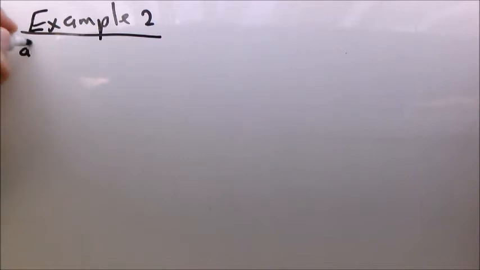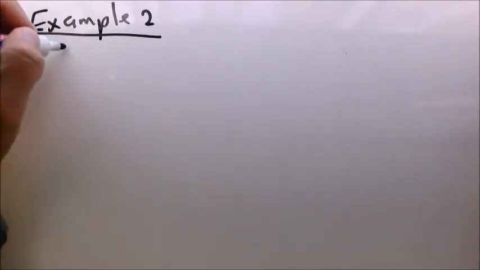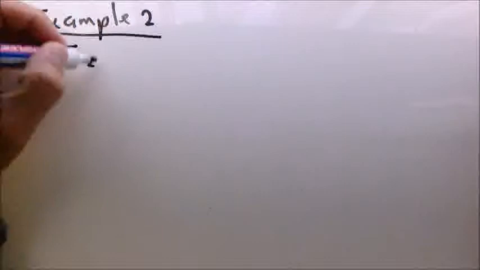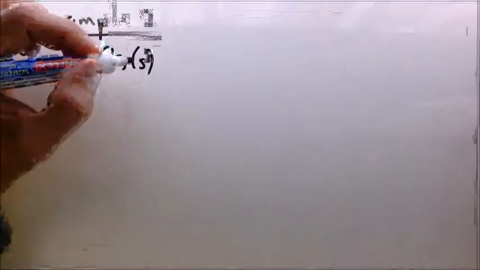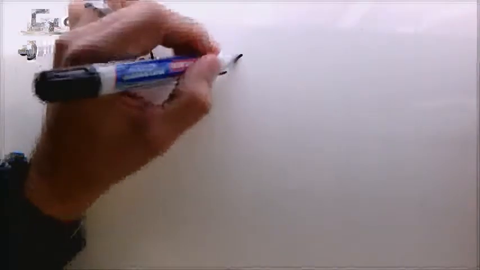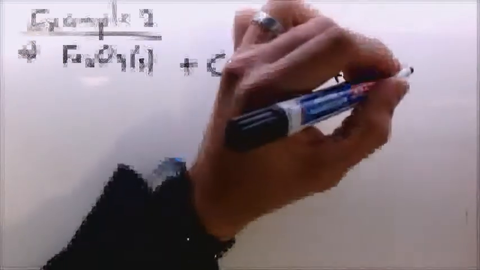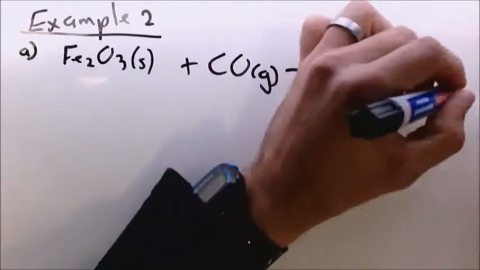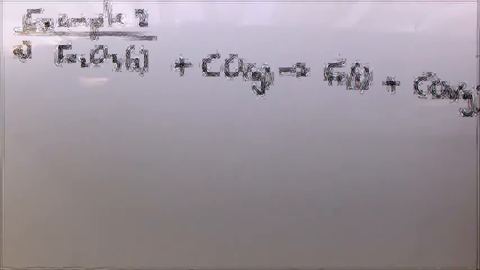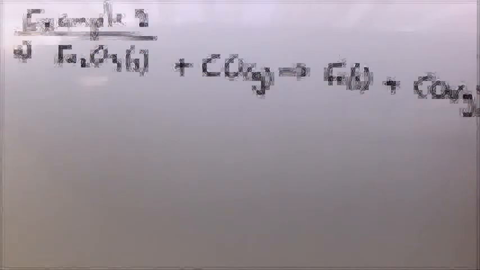So that's in any case always the first step that you do. So we have iron oxide being reduced through carbon monoxide, and they tell us that iron and carbon dioxide are formed. So they tell us that this is what's being formed. Balanced reaction. So now we take it through steps.